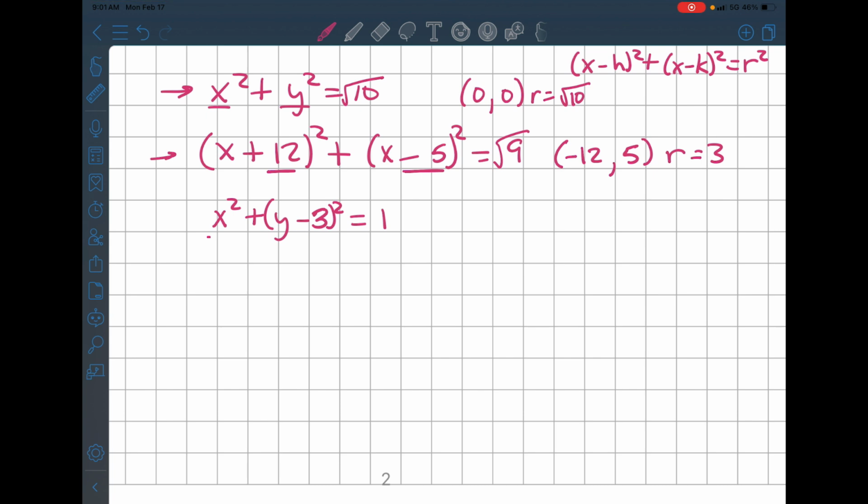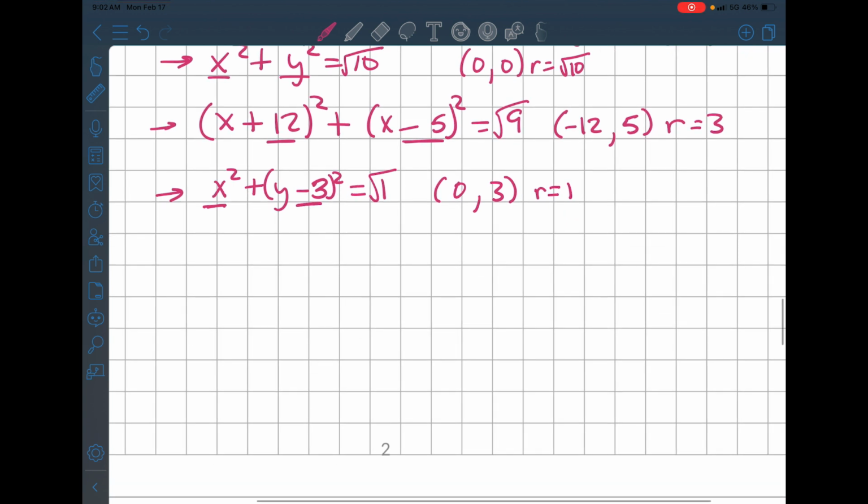So over here, this third one, there's nothing added to x or x squared, so it is 0. And then we have a minus 3, so it's going to be positive 3. And then we're going to take our radius and square root it, or the number, and square root it to get our radius. Square root of 1 is 1.